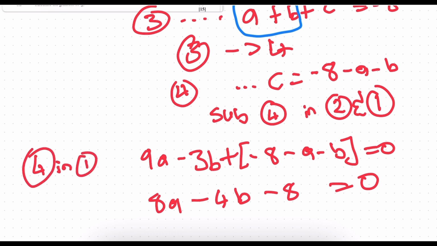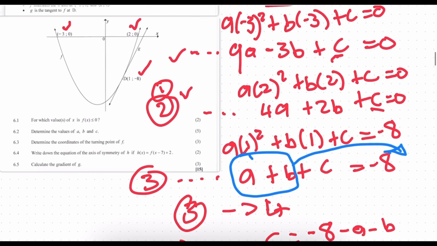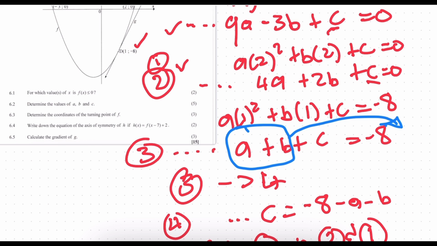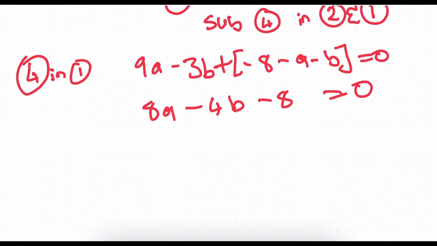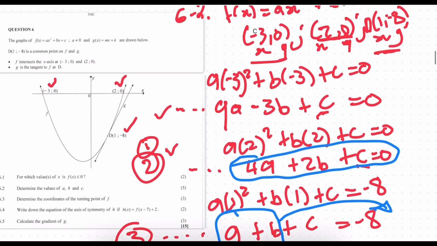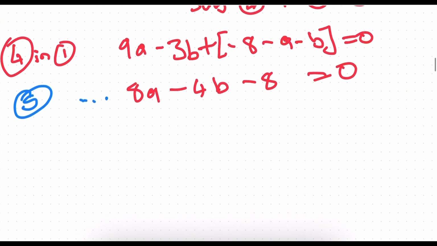Now let's substitute equation 4 in 2. What was our equation 2 saying? If you look clearly, it was 4A plus 2B plus C equals 0. That's your 4A. Or you can say this is your equation 5-ish, because now you have a different equation. Let's go and look again: 4A plus 2B plus C.